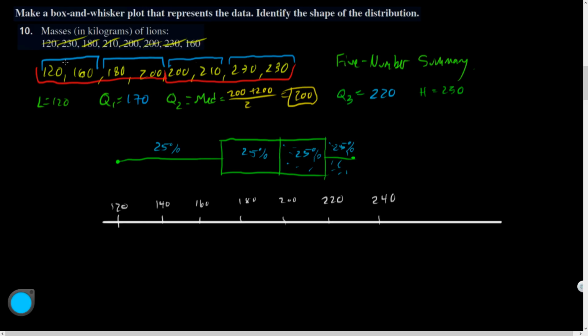And actually, look at this. 120 is quite a ways off from the rest of them, right? The next lowest was 160 here. So this one is almost what we might call an outlier. Now, in terms of what we all know about lions, why do you think that might be the case? Maybe it's a baby. Oh, guys, it's a baby lion.